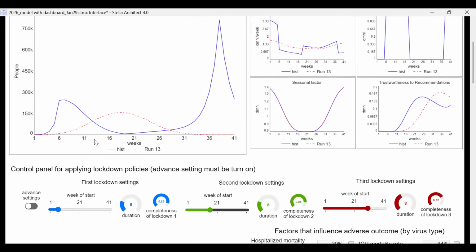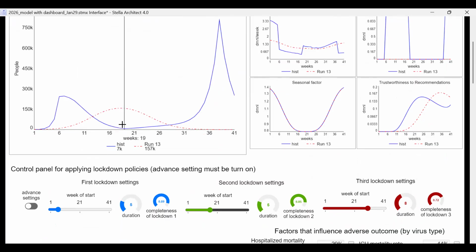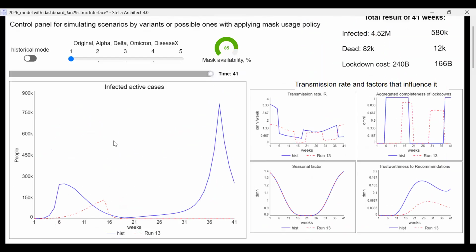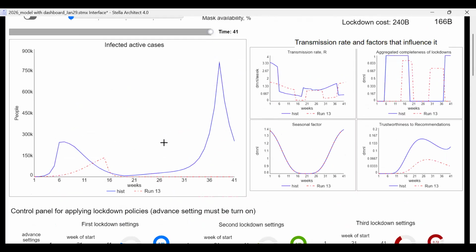So we can still put lockdown on. For example, somewhere around 16th week, we can try to do it. So let's try to do it. So 16th, and you see when I switched advanced setting on and all of the lockdowns, the slope immediately went down because we imposed lockdowns. But the whole idea is to reduce severity and reduce duration of lockdowns if possible.